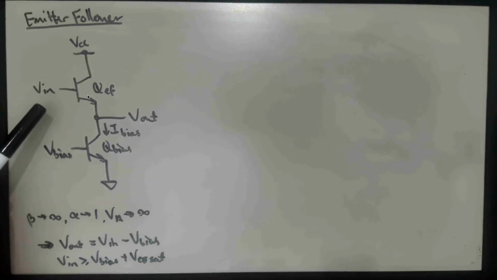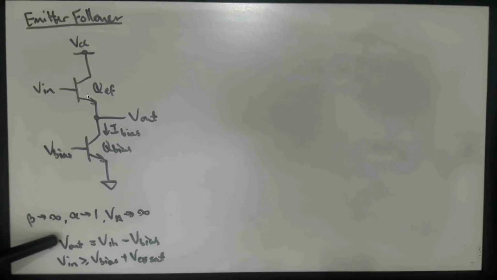I should mention also that this is called an emitter follower because the emitter, which is the output, follows what the input is doing with a shift of V bias. So for an NPN bipolar transistor based emitter follower, we have that the output voltage is V bias less than the input voltage. So if the input voltage goes up, the output voltage, which is the emitter, follows what the input voltage does. And so that's the origin of the name.